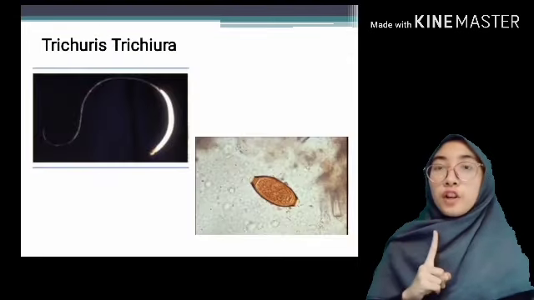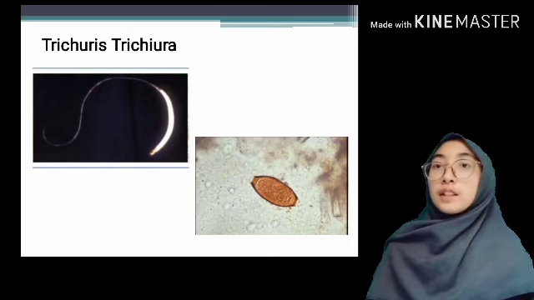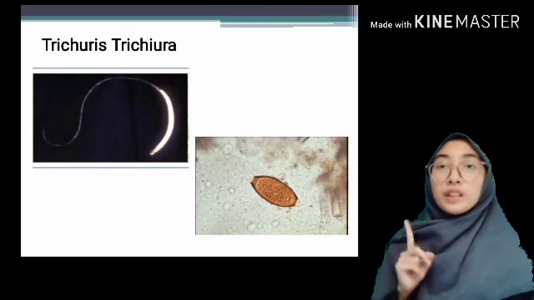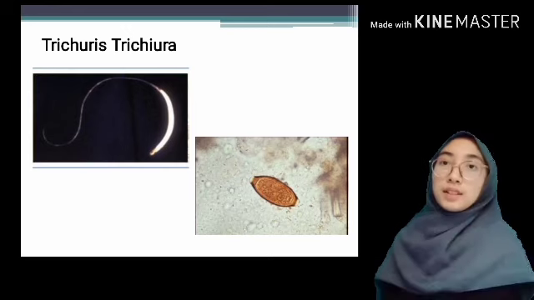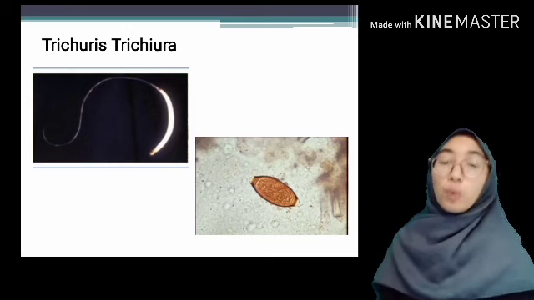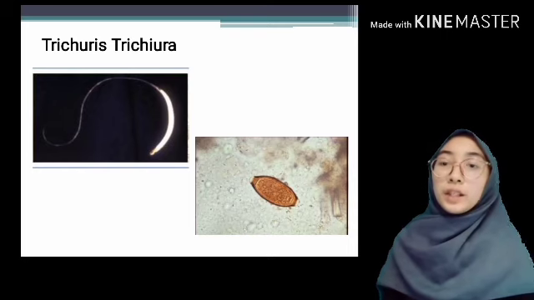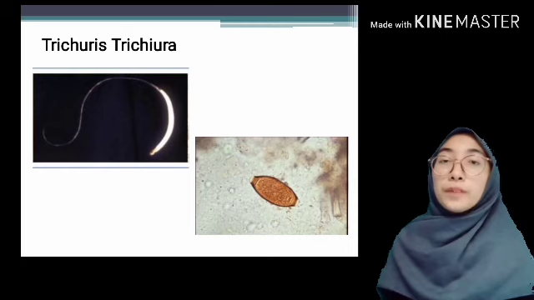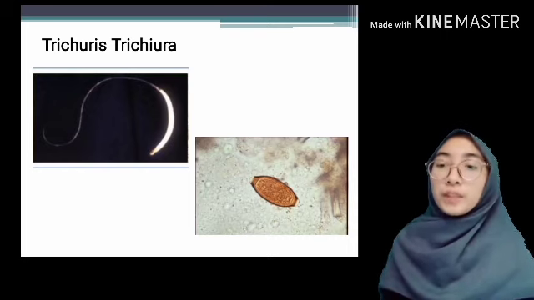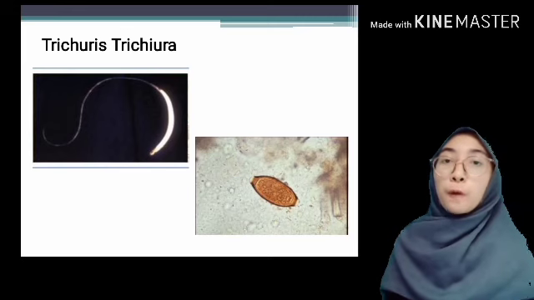This is a picture of the Trichuris trichiura adult and eggs. The adult Trichuris trichiura worm is shaped like a whip. The anterior portion, three-fifths of the body, is slim like the tip of the whip, while the posterior two-fifths is thicker like the handle of the whip. The size of the female worm is relatively large compared to male worms.